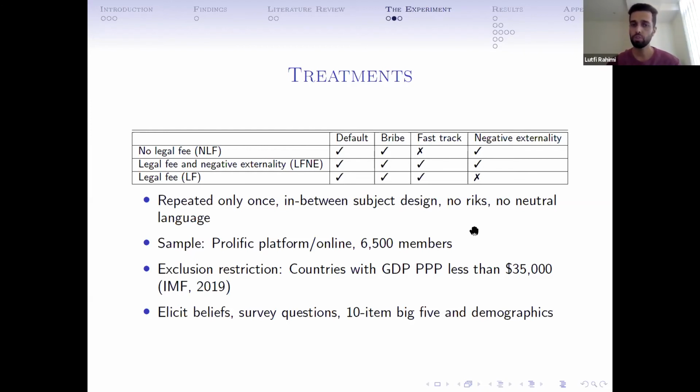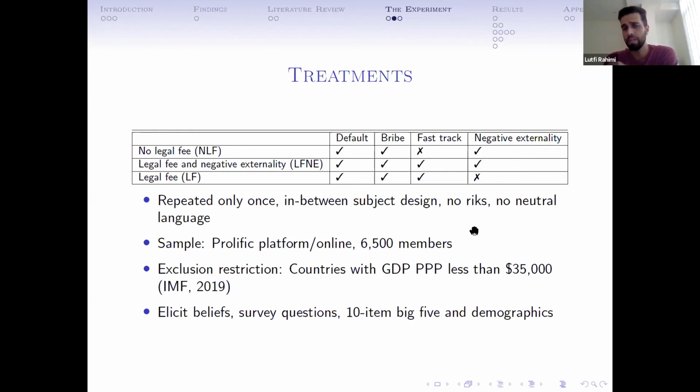The sample was recruited using the Prolific platform, and after our exclusion restriction, which was countries with GDP per capita of less than $35,000 in 2019, we had 6,500 members left to choose from. We also elicited beliefs. This was incentivized. This was done after they had made their decision in how they wanted to be paid. Then we had a survey of 3 questions, and the answers to these survey questions serve as anecdotes as to why they made the decisions that they did.